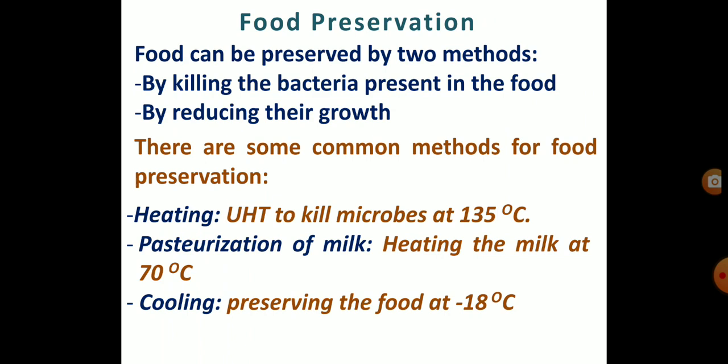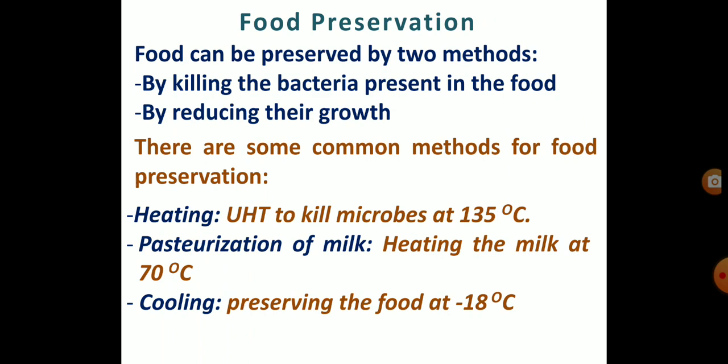Pasteurization of milk. In this method, we heat the milk up to 70 degrees Celsius for about half a minute and then cool it quickly. This kills most of the bacteria without affecting the flavor. This method was invented by Louis Pasteur. That's why it is called pasteurization of milk.